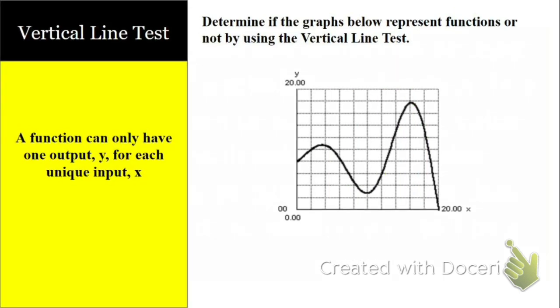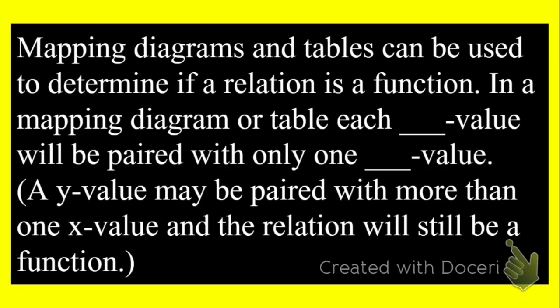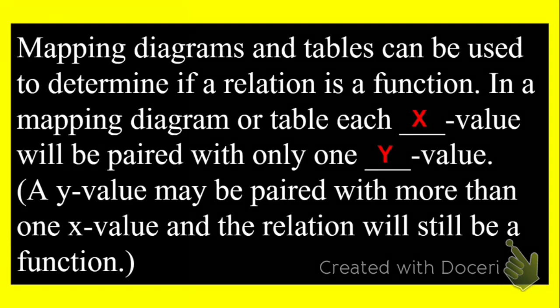Let's continue. Alright, so the next section talks about mapping diagrams and tables. Mapping diagrams and tables can be used to determine if a relation is a function. In a mapping diagram or table, each x value will be paired with only one y value. A y value may be paired with more than one x value, and the relation will still be a function. So let's look at some examples of mappings and tables.